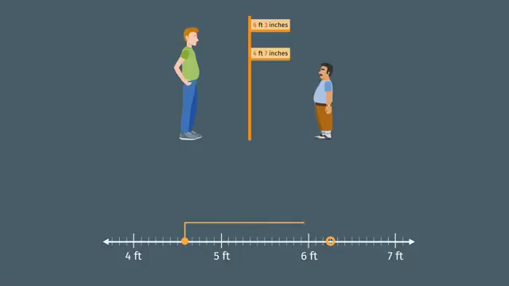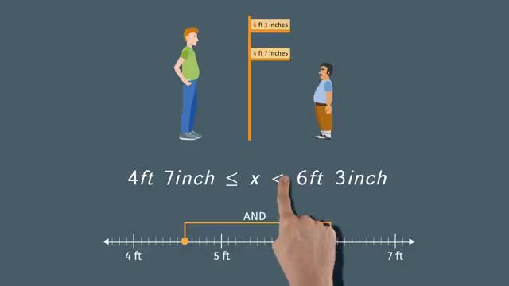You can write this as a compound inequality with and. x is greater than or equal to 4 feet 7 inches, and x is also less than 6'3".